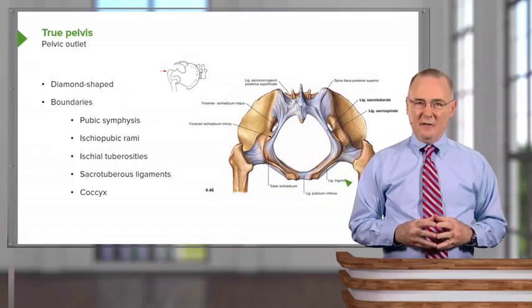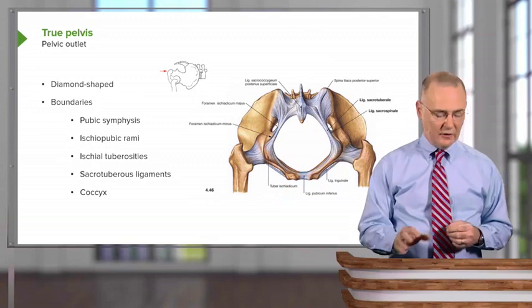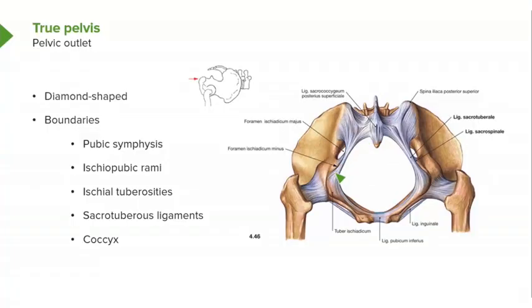The pelvic outlet is shown here, and so the pelvis is tilted, as you can see in this view. And here we're looking at the inferior aspect of the pelvis. And the opening that we see here in this inferior view constitutes the pelvic outlet. It is somewhat diamond-shaped in appearance.